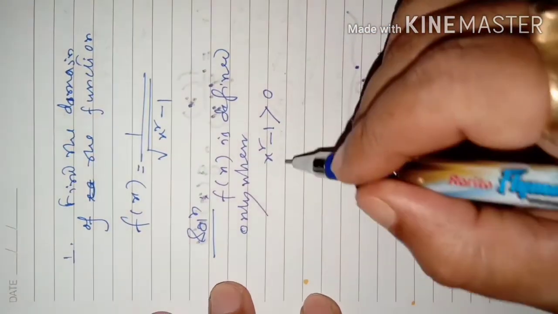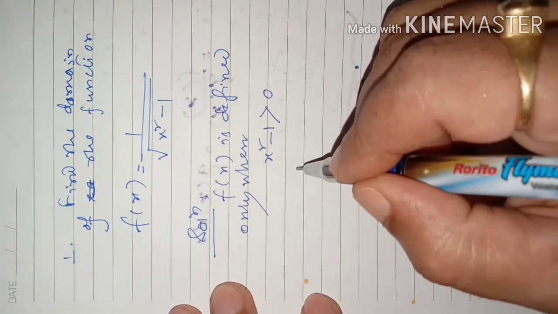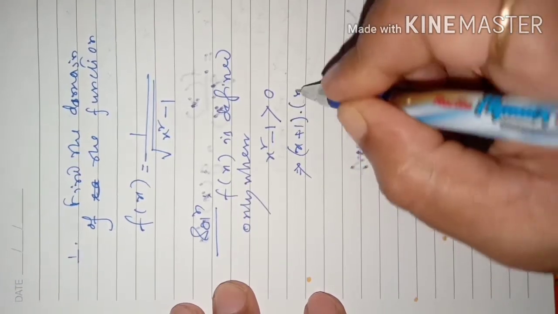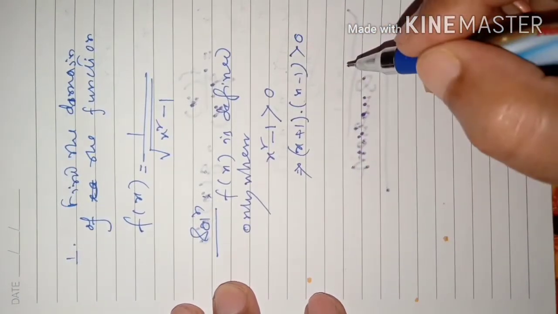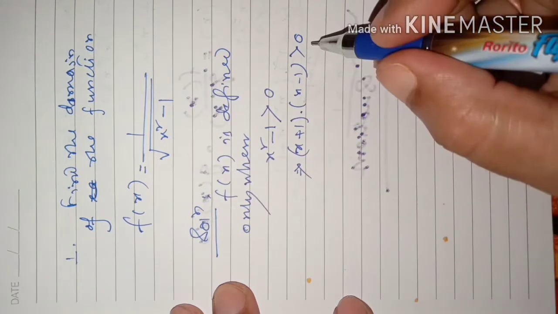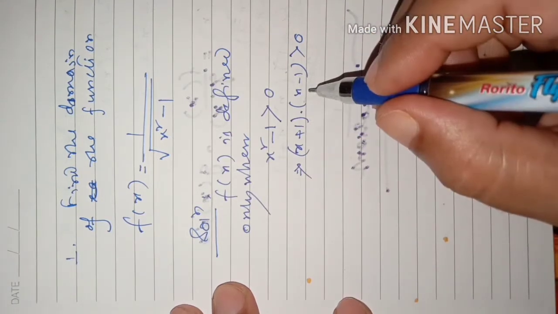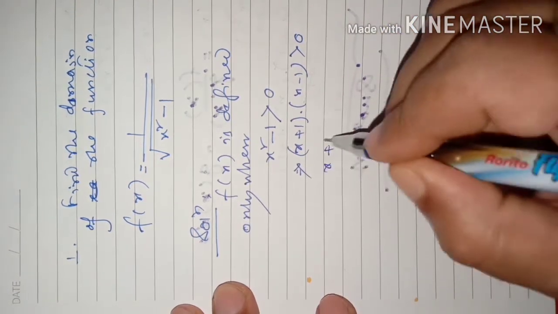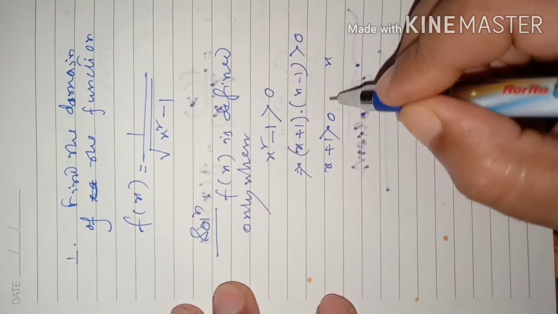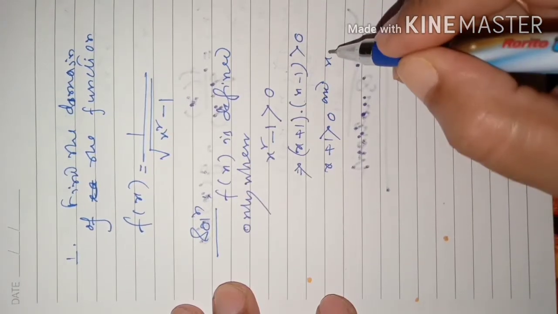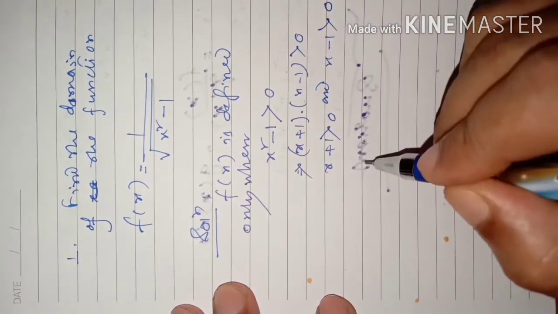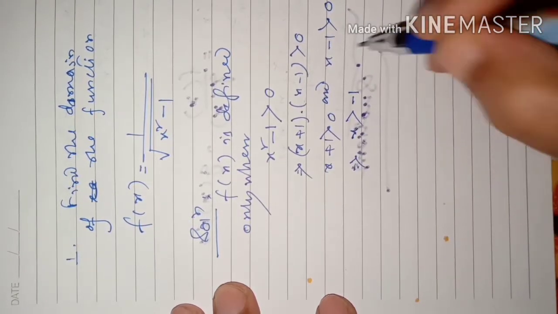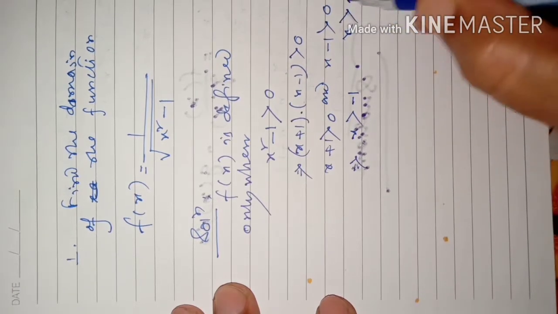So it will be like this, x square minus 1 is greater than 0. From this we say that (x plus 1)(x minus 1) is greater than 0. If their product is greater than 0, both must be positive or both must be negative. If both are positive, that is x plus 1 greater than 0 and at the same time x minus 1 also greater than 0, it tells us that x is greater than minus 1, and it tells us that x is greater than plus 1.